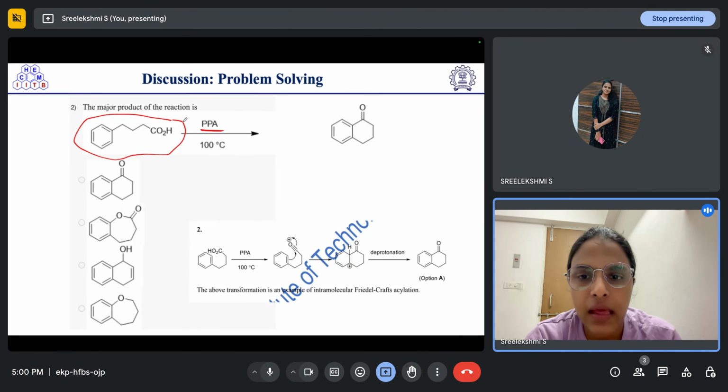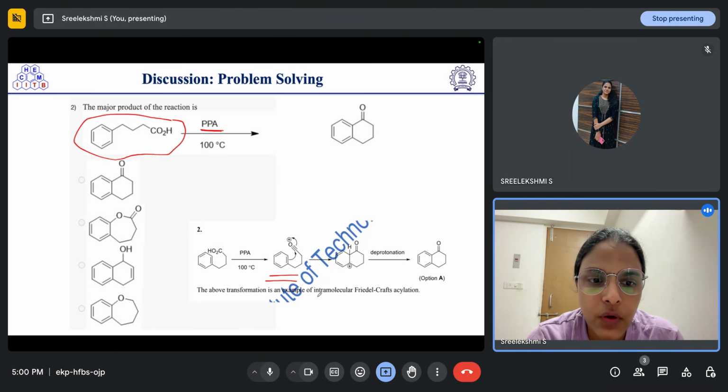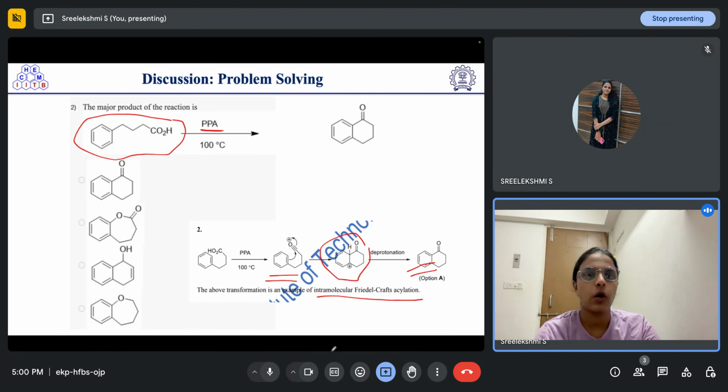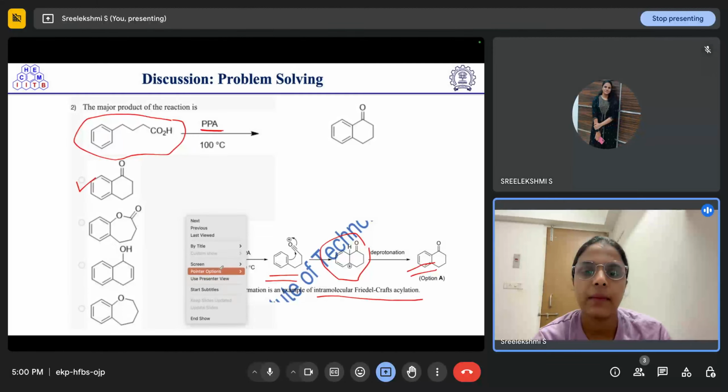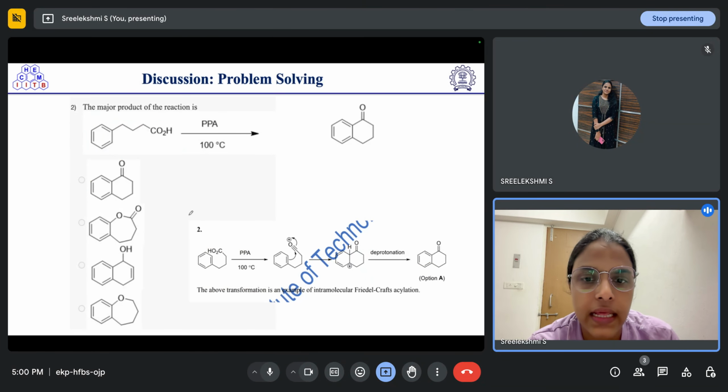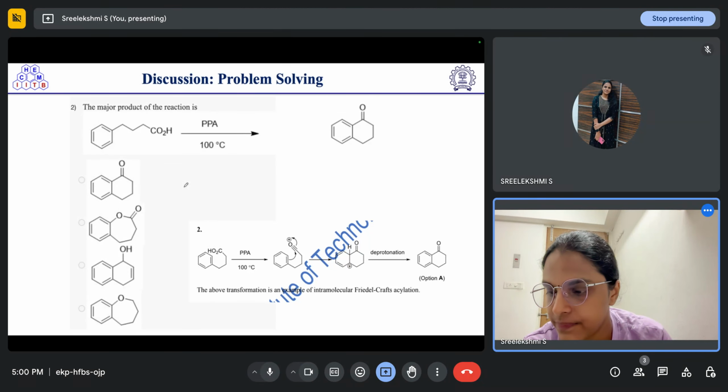This polyphosphoric acid will take up this OH minus ion, resulting in this particular intermediate, and this is an intramolecular Friedel-Crafts acylation. This bond will attack over this center, and this will come over here to form this. Then deprotonation will result in the regaining of aromaticity to give this compound, that is option A. So the correct answer is option A, and this is an example of intramolecular Friedel-Crafts acylation.